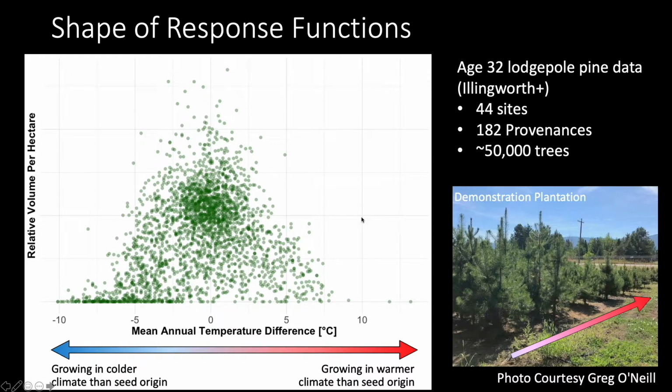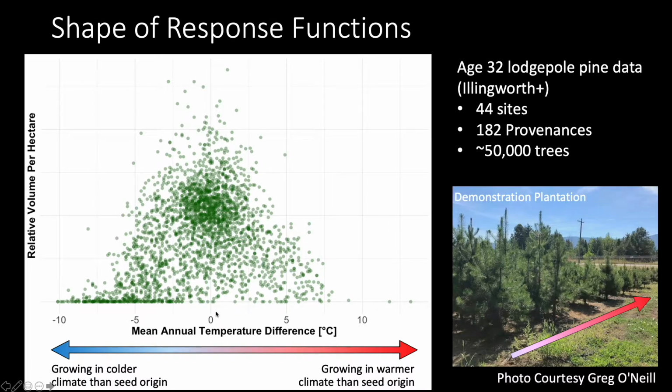So this is site by provenance means for relative volume per hectare for data from lodgepole pine, from the Illingworth study and a few additional sites. And the question I'm asking here is, what is the shape of the response function that makes the most sense, that fits the data best for climate transfer functions? The common shape used is a quadratic function, but does that perform well?